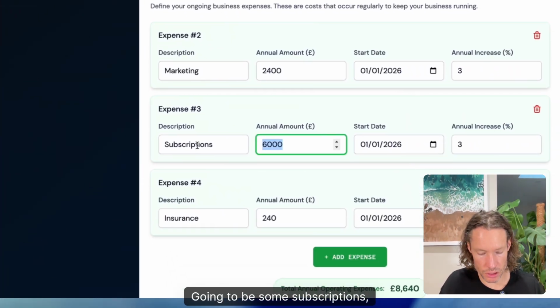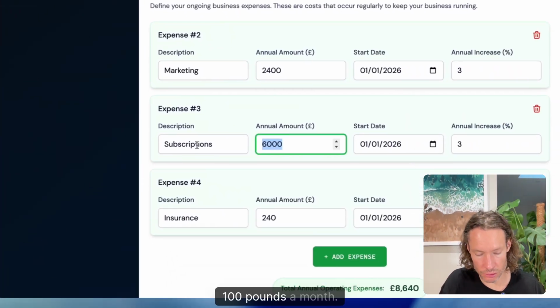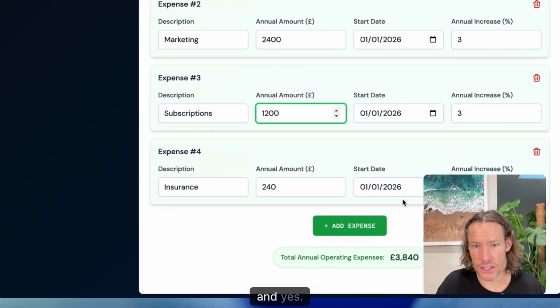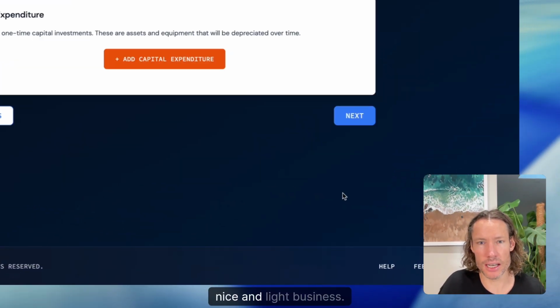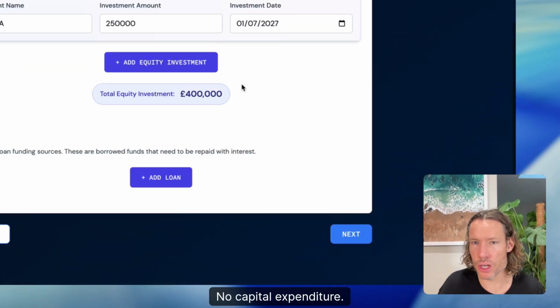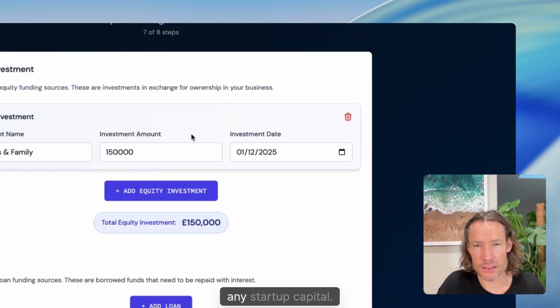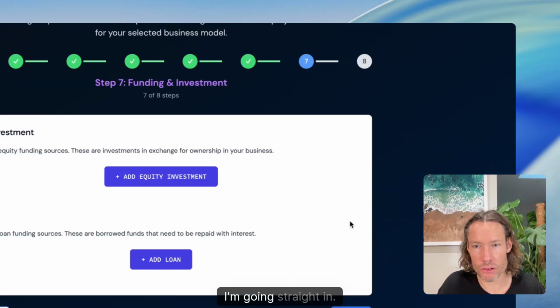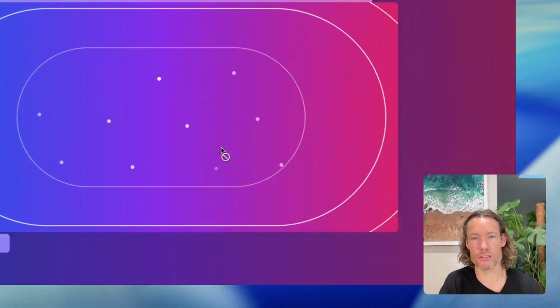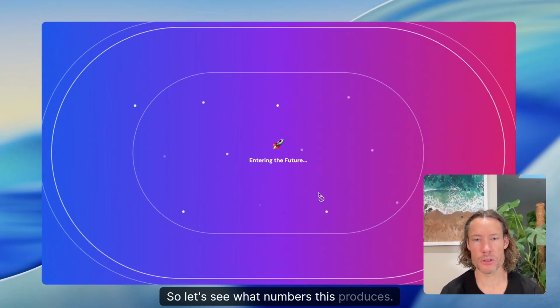Going to be some subscriptions, but less than that. £100 a month, 1,200. And yes, insurance. Okay, nice and light business. No capital expenditure. It's just my time. The cost of sales, don't need any startup capital. No, I'm going straight in. Nice, simple business. So let's see what numbers this produces.